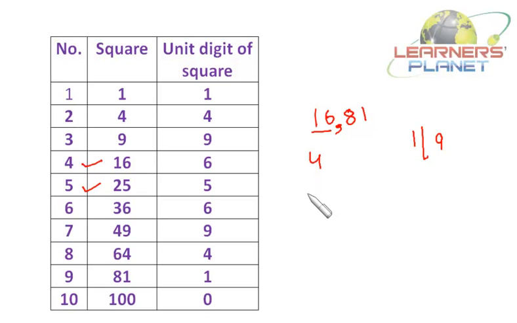Now multiply 4 by its next number, that is 5. 4 into 5 will be 20, and 16 is less than 20, so we'll be choosing the lesser number. So it's 41. So the square root of 1681 is 41.